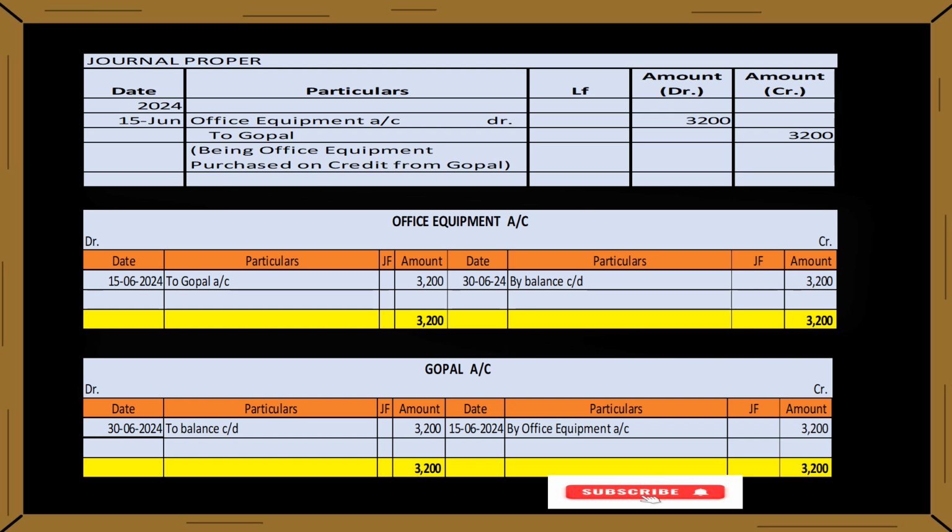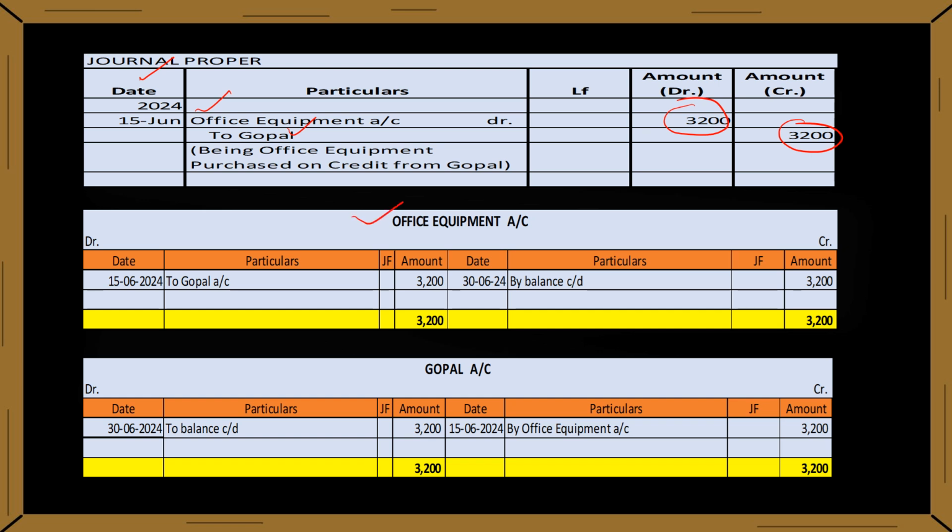We have come to the last portion of the question where we have to post the journal entry to the ledger account. The journal entry which we have passed is office equipment to Gopal. For the office equipment we purchased worth rupees 3200. First we will open office equipment account.